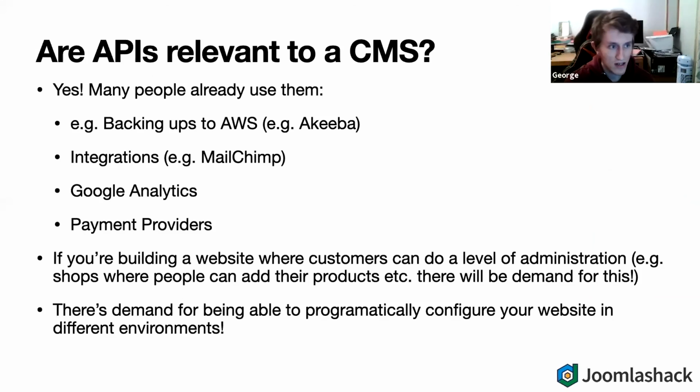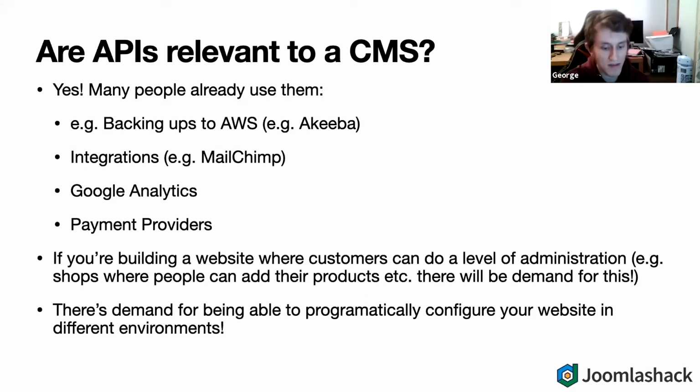So I'm going to talk a bit about APIs and CLIs as my final bit of this talk. Again, are APIs relevant to CMS? Yes. Many people already use them on an existing Joomla site: your backups into AWS, which has long been an Akeeba feature, integrations with things like MailChimp, Google Analytics, your payment providers. These are all examples where you already use an API in your existing website to another website.